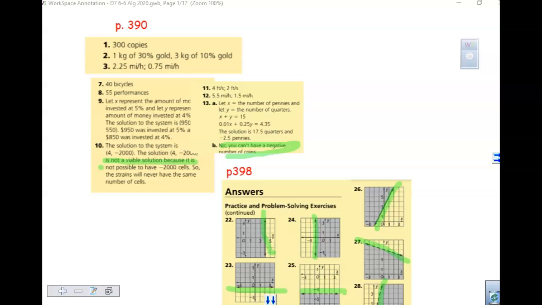The answers for number 2: you had 1 kilogram at 30% and 3 kilograms at 10%. Number 8 should have been 55 performances. Number 10 that you were doing is not viable because it's not possible to have negative 2,000. So as you are looking at that textbook assignment, we're going to answer some questions from it.